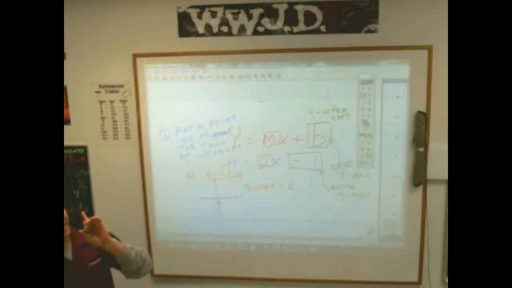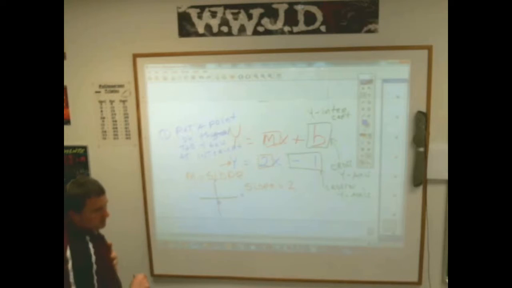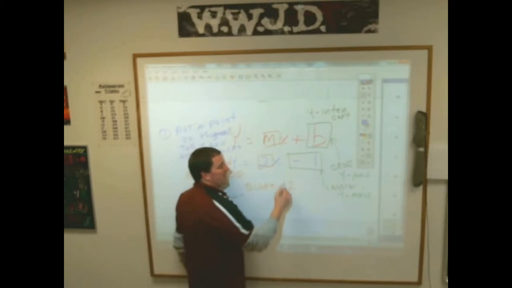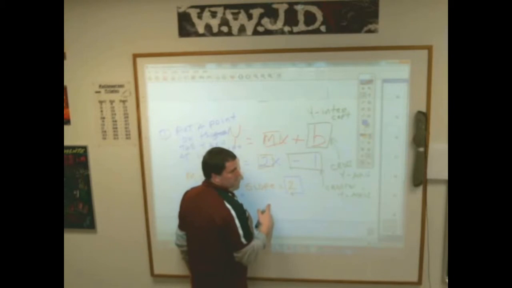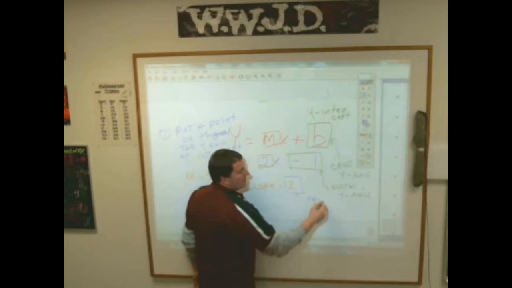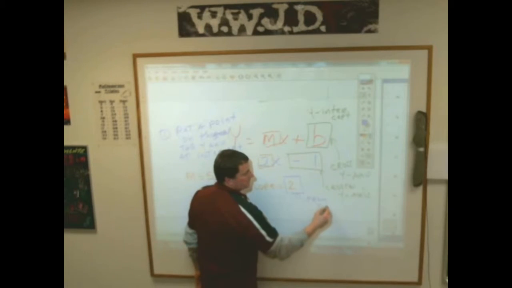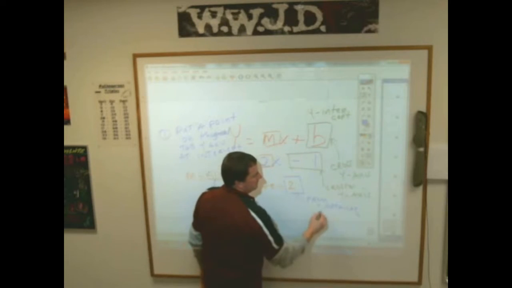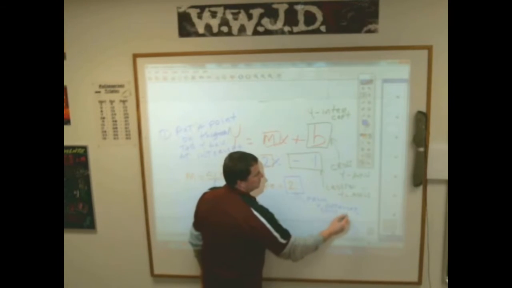So you've already got one point done. We just need to figure out where some other points are. And how do I know where some other points are? I know that my graph has to have a slope of 2. So, from the y-intercept, count up and over the slope.